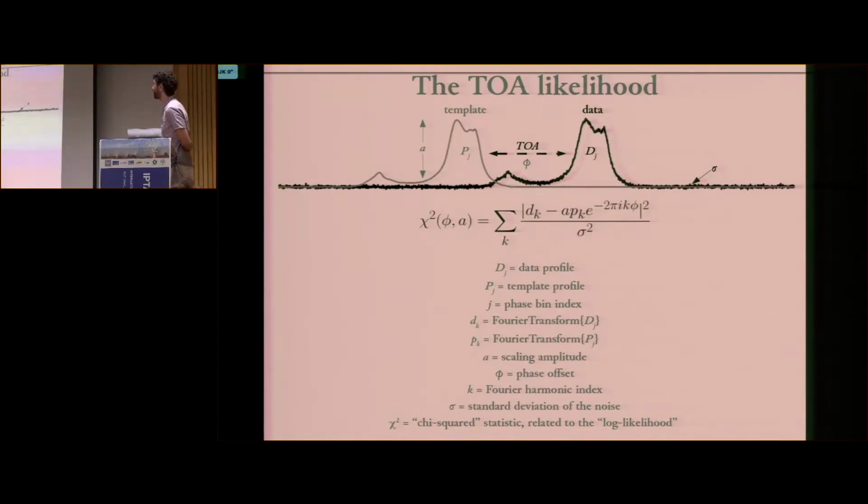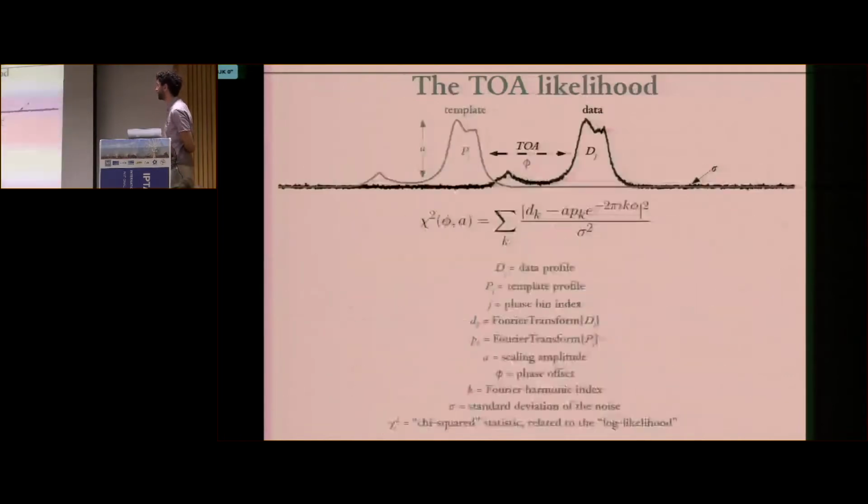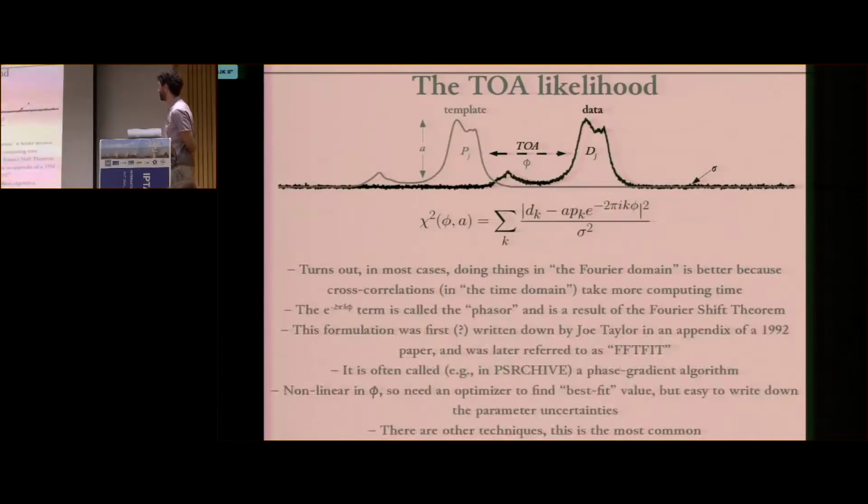Okay, so I'm not going to talk too much about that in detail, but turns out, like I said, we're not doing this cross correlation in the time domain, because cross correlations on a computer are computationally expensive, so we like to do it in the Fourier domain. This thing is called a phasor, and the reason why this looks so strange is that it's a theorem from Fourier analysis called the Fourier shift theorem.